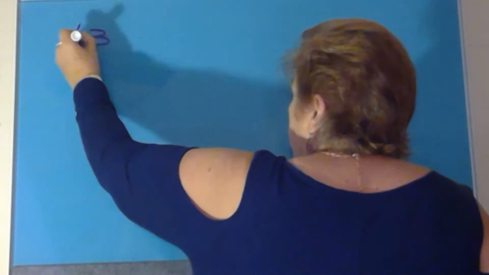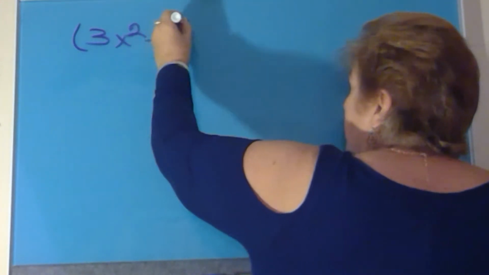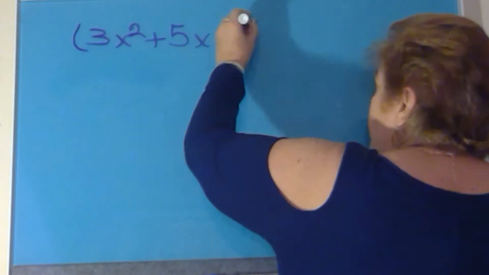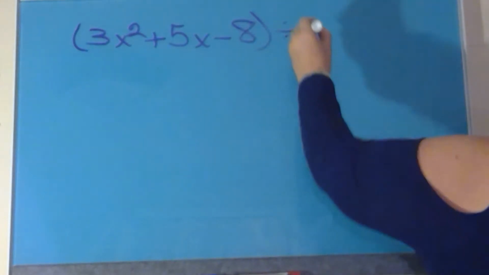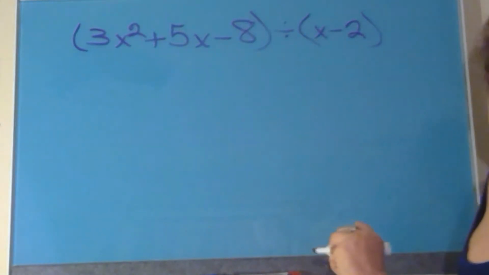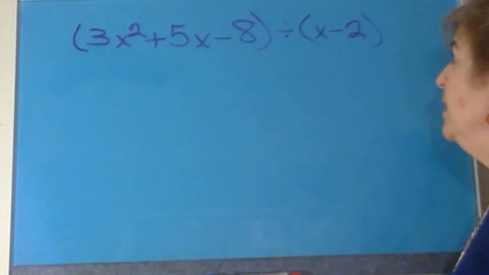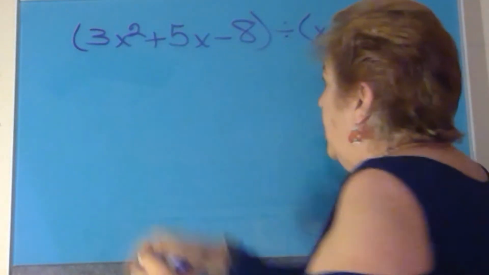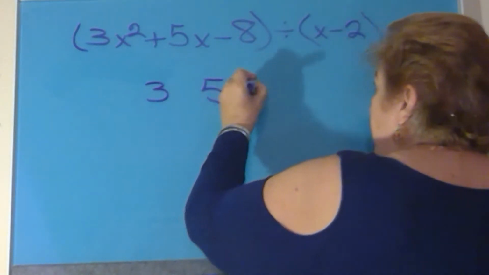The second problem was 3x squared plus 5x minus 8, and you were to divide that by x minus 2. And you were told to use synthetic division. So you write down your coefficients. We have a 3, a 5, and a minus 8.